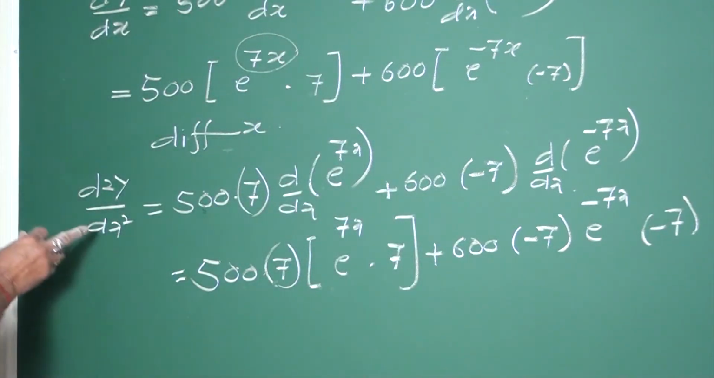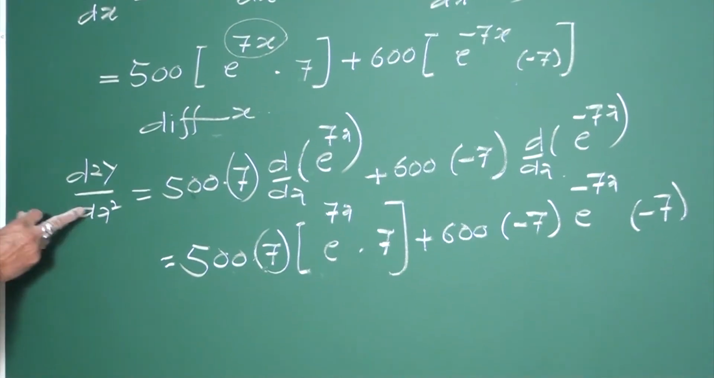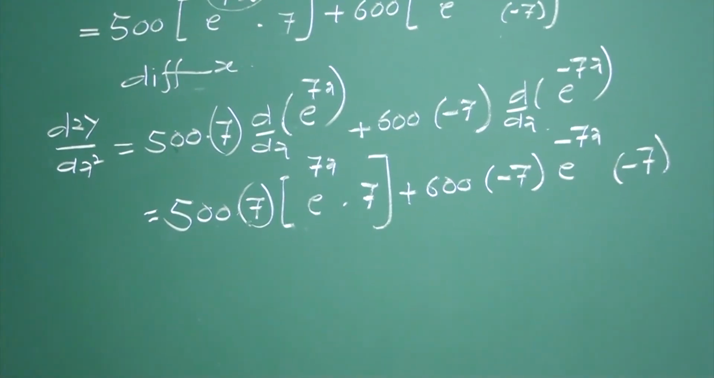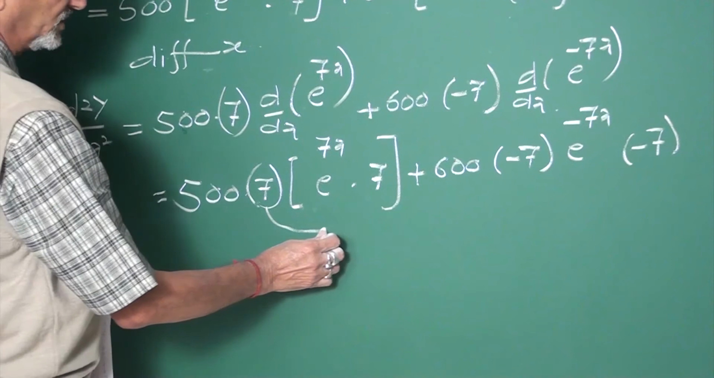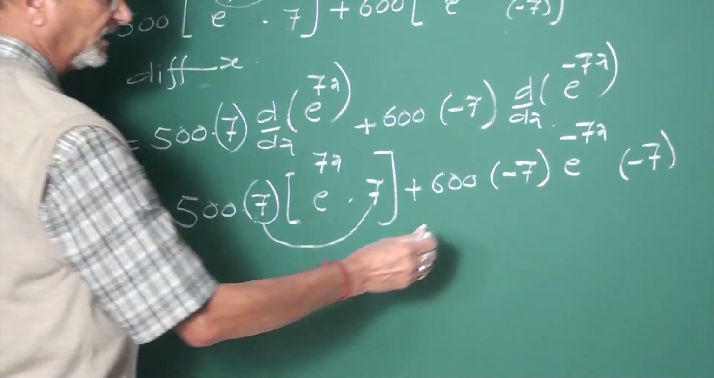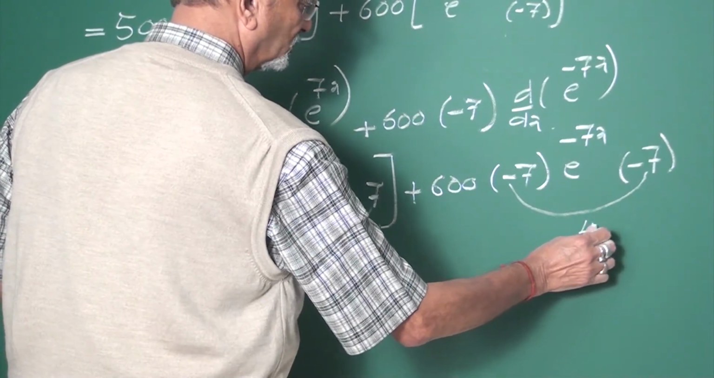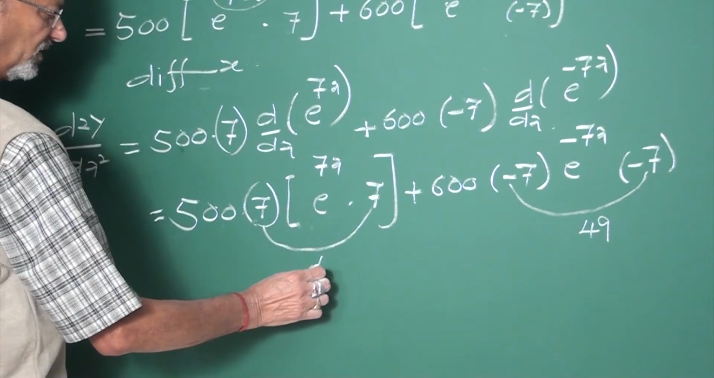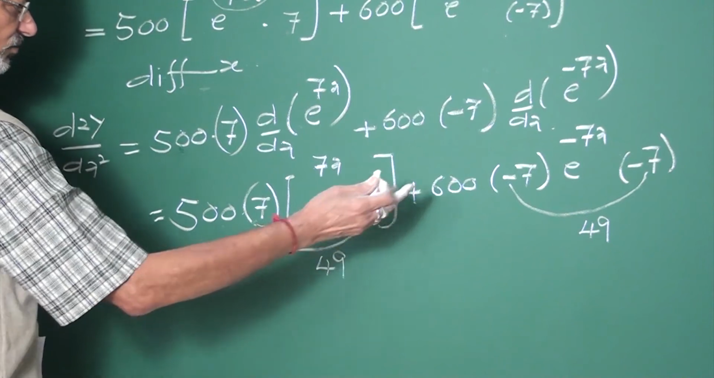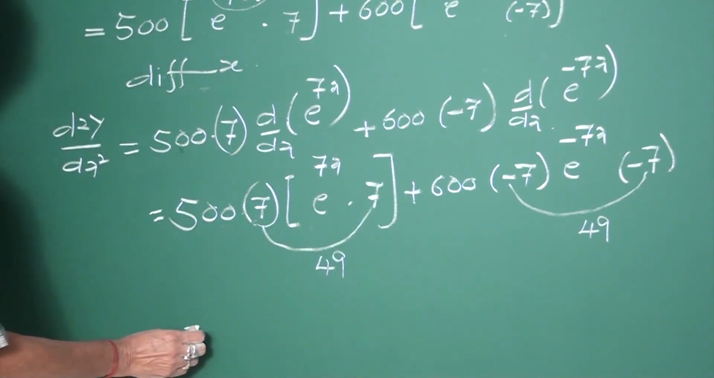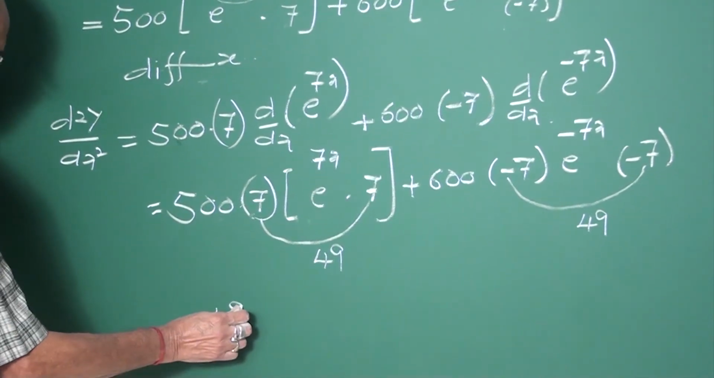What is this? Second derivative. What next? Simplify this step. See, 7 into 7 is 49. Again, minus 7 into minus 7 is 49. It is also 49. What is this, my friend? It is also 49. 49 with a plus is what? Common. This 49 is common.